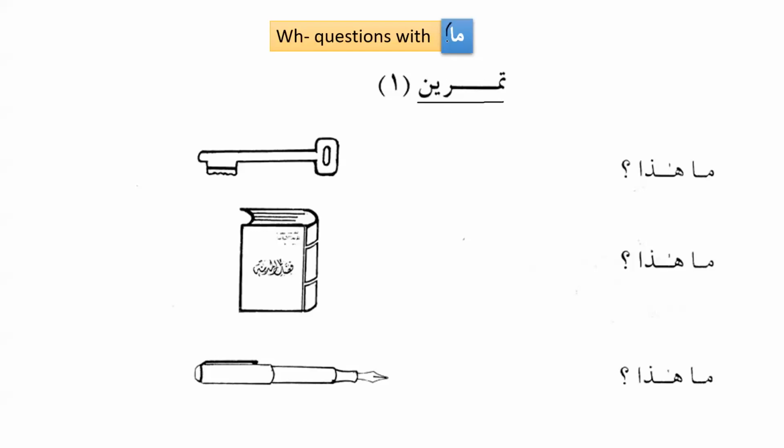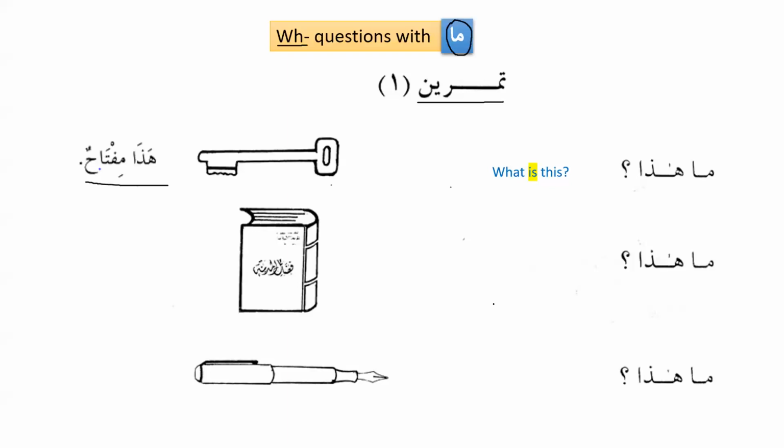And we know that ma is used to ask WH questions. That means it is used to ask questions with what. Okay. So now question number one, ma hādhā? What is this? Okay. What is your answer? Hādhā miftahun. Excellent. The answer is over here.